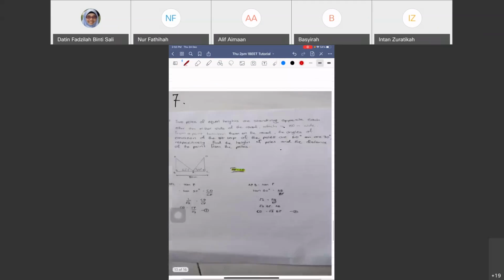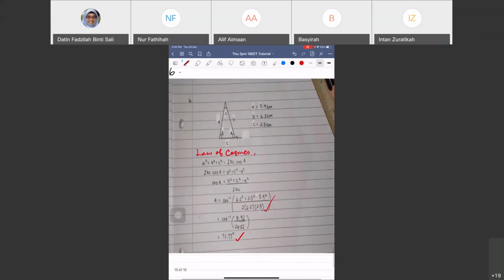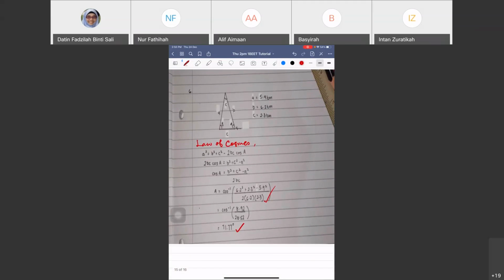Madam, if the question asks for the nearest degree, do we have to give a whole number? Oh, yeah. This question asks for the nearest. Let me see the question. Yes, to the nearest degree. So that means it's not 71, but it has to be 72. If it is mentioned in the question, you must give this answer. If you don't give it to the nearest, then you still lose 1 mark. One last mark. Okay, thank you.